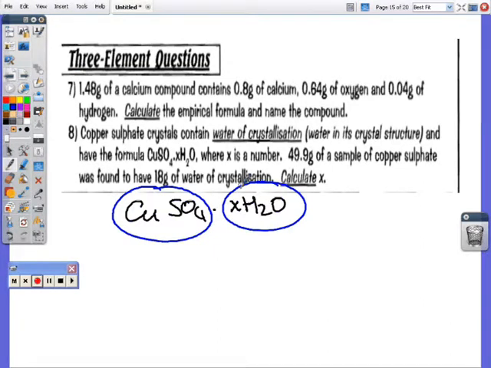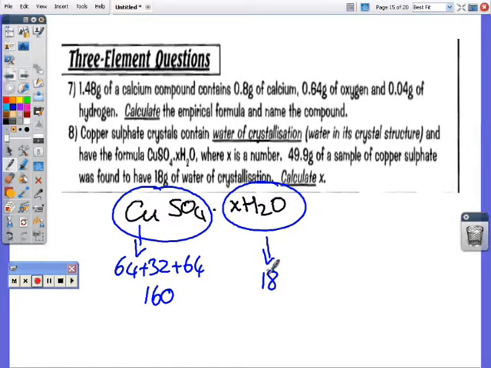So 49.9 of a sample of copper sulfate was found to have 18 grams of the water. So it's not a fantastically worded question to begin with, but we'd 49.9, so we need to work out the molar mass of the copper sulfate here, which is 64 plus 32 plus 16 times 4, which is again 64. So we've 64 plus 32 plus 64 gives us an RFM of 160, and our water on its own has an RFM of 18.